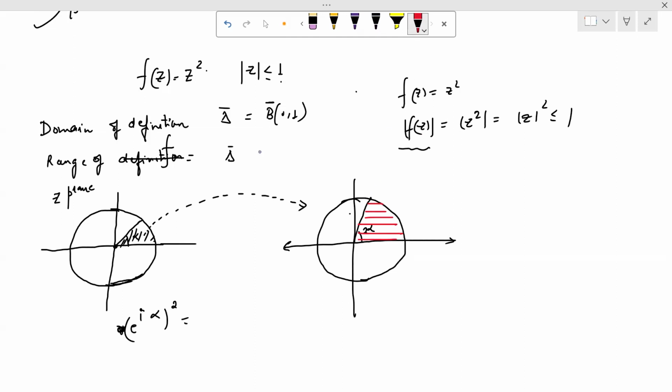Okay, they are going to get mapped here. Is that clear? So clearly, an annular region with center at 0 of alpha radians is going to get mapped to another region with angle 2 alpha. Under this particular mapping, that is f(z) = z², this will be one of the consequences. Now we have to see whether this is univalent or not.